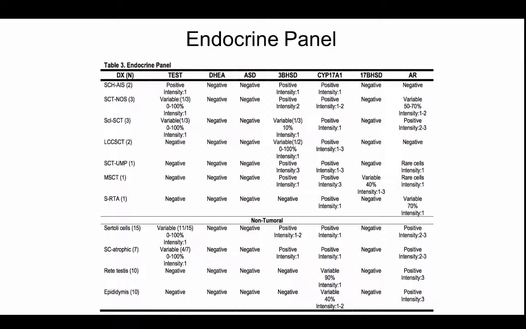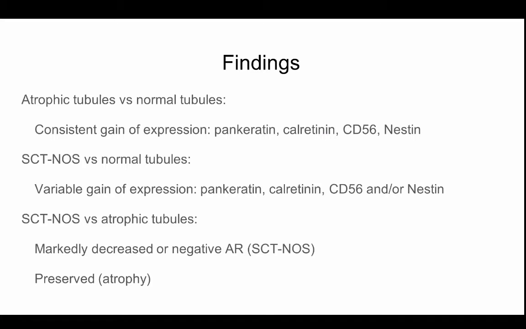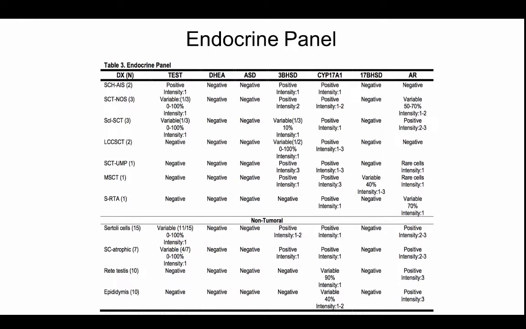Looking at the endocrine markers, most of these were not surprising, with the exception of the androgen receptor here, which is positive in all of the non-neoplastic components of the testicular parenchyma, and then is lost in all of the lesions except for the most benign behaving lesion with the sclerosing Sertoli cell tumor.